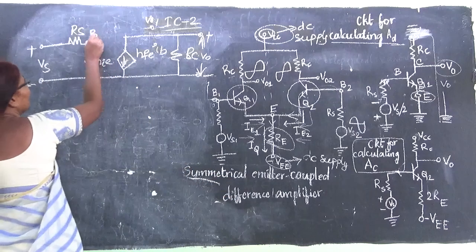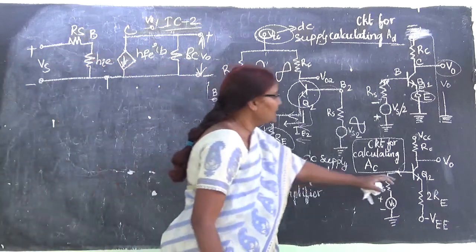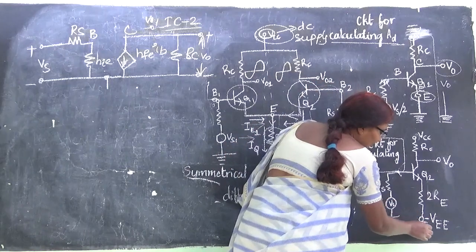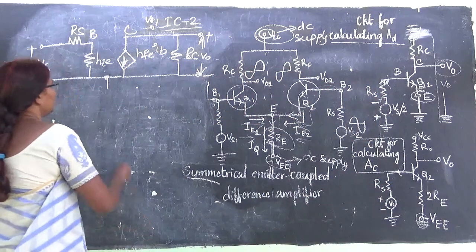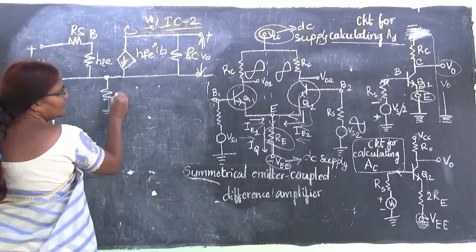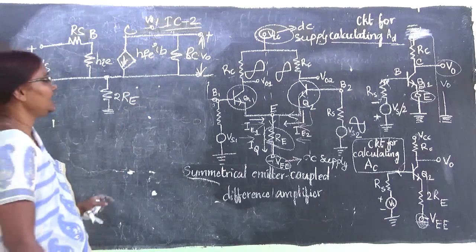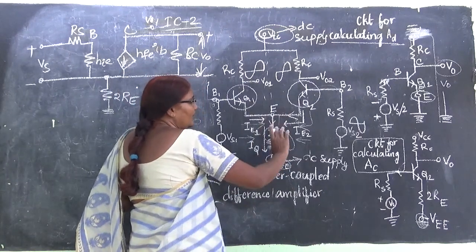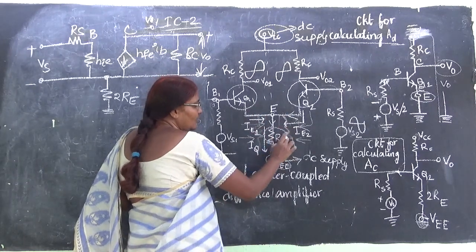Now, what is my emitter terminal? This is base, and this is collector, and this is my emitter terminal. Here, my emitter is not grounded, but only VEE will be grounded for AC analysis. So this terminal is present, and that is going to be my 2RE. Why have we taken 2RE? If I want to get RE here, if my coupled emitter should be RE, then the individual resistance should be 2RE.